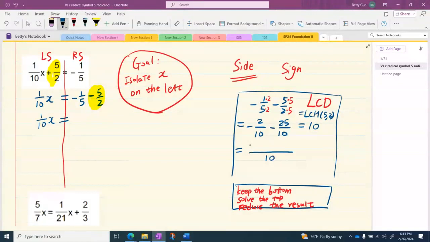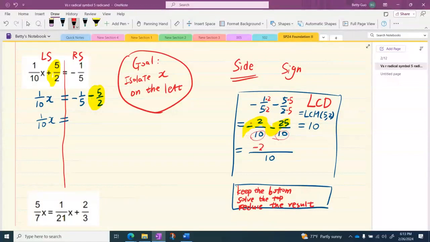And you can see, I do not care about the sign when I write down my denominator. Denominator is positive 10. I just keep the denominator in the bottom, 10. Solve the top. This is how we solve the top. We include the sign. We're going to keep the negative with 2. Keep this negative with 25. So we keep the bottom 10. As you can see, if we remove these two tens, whatever left, we're gonna keep on the top.